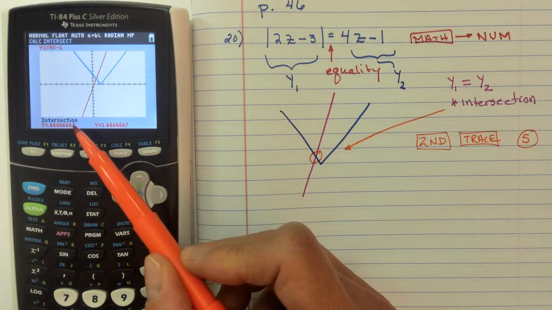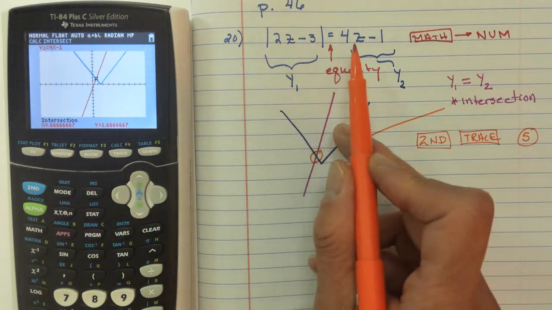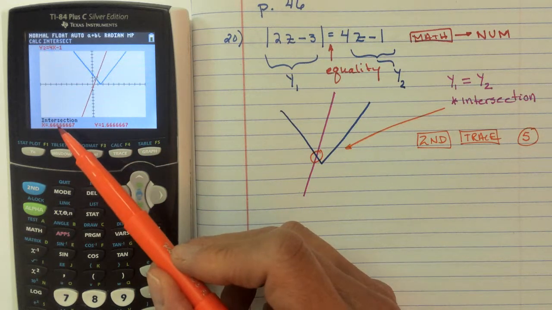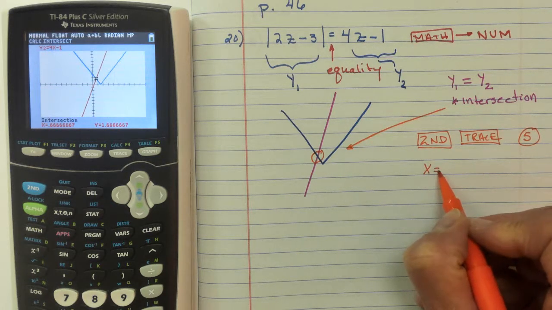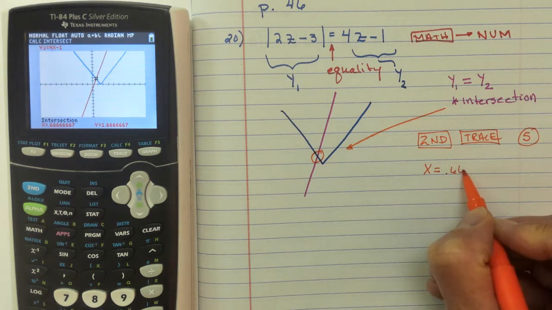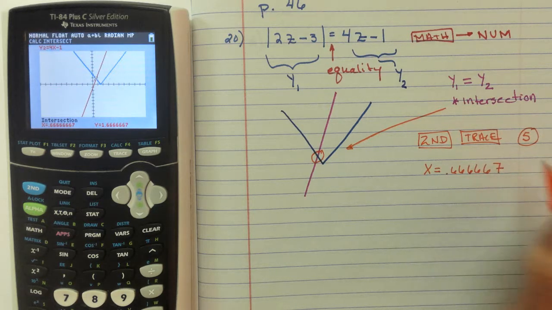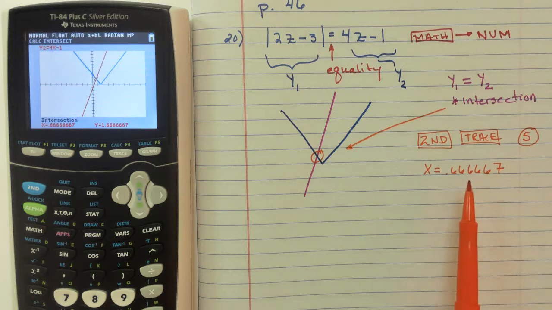So here I have the intersection for x. Notice I only have one variable that I'm concerned about, so I don't care about the y. I only care about the x. So I find that x is equal to 0.666, I don't know, number of 6's and then a 7. Okay, but that's not good enough. I want it as a fraction. So this is how I'm going to convert this number to a fraction.